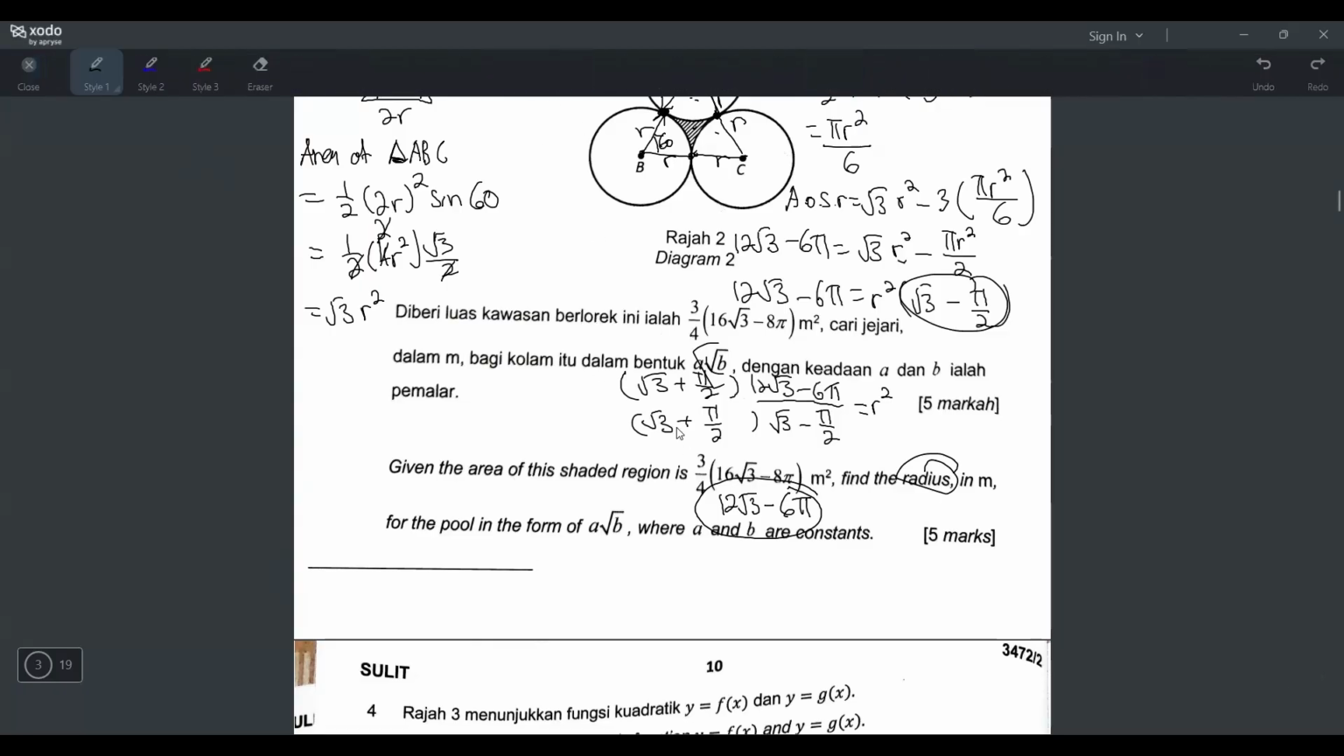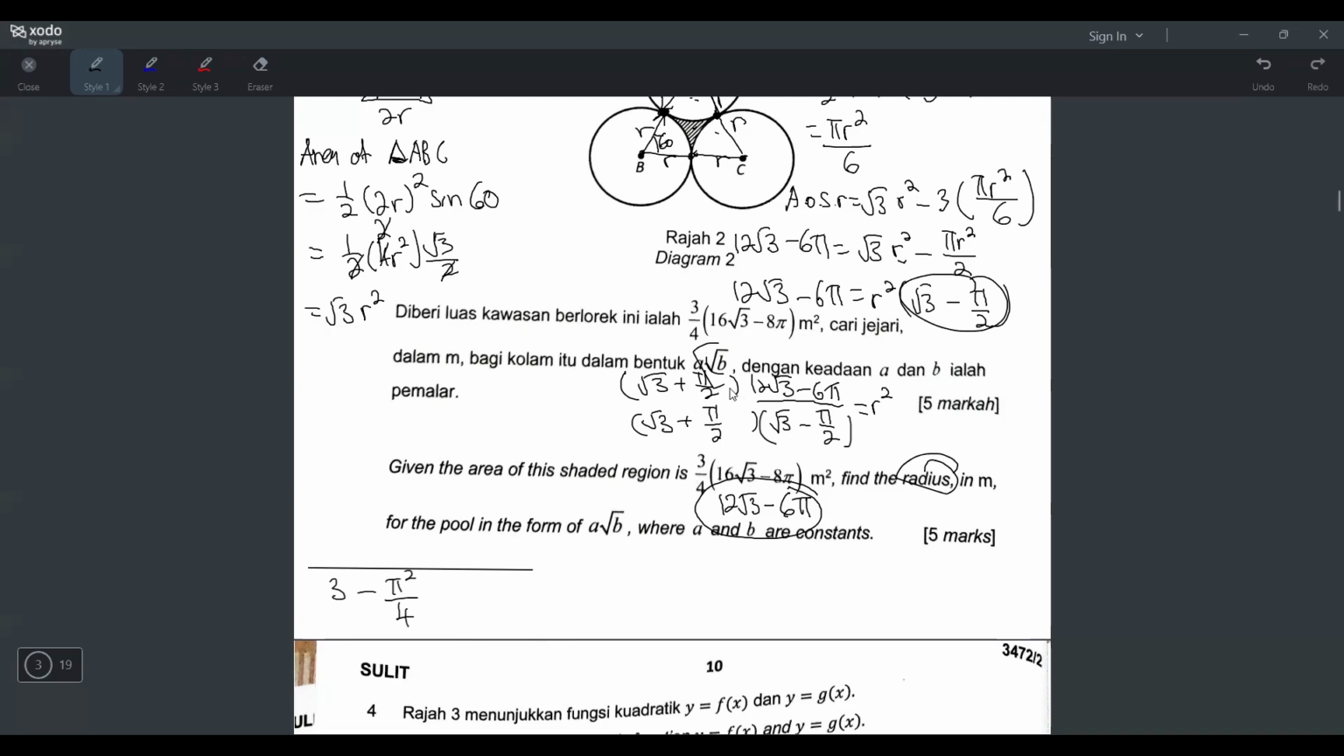Okay, so now it becomes what? Square root 3 plus pi over 2 times this, right? So what is square root 3 times square root 3? 3. Square root 3 times negative pi over 2, you will get negative pi square root 3 over 2. But it doesn't matter because later the next one is plus pi square root 3 over 2, which you get 0. So you can straight away skip the middle part, straight away do pi over 2 times negative pi over 2. Positive times negative is negative. Pi over 2 times pi over 2 is pi squared over 4. Okay, so this is how you end up with 3 minus pi squared over 4.